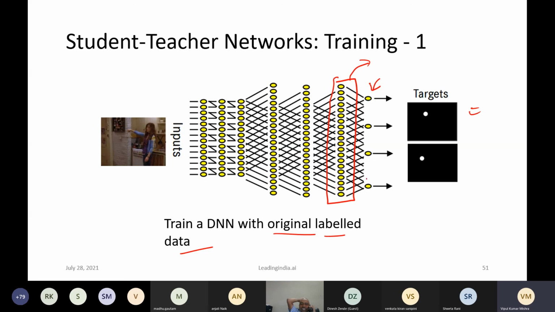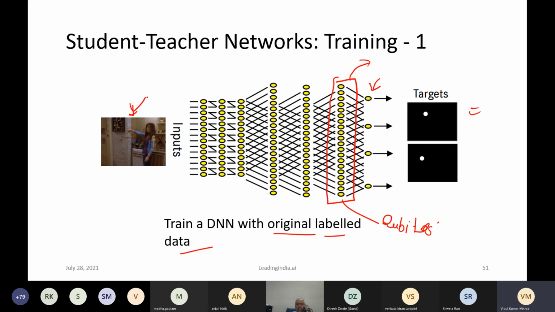Once you train the teacher network with the original label data, it is normal training, with no difference. But what additionally we are doing is storing. Suppose here we have an input image and we are storing these logits. Now, what is the beauty behind this?